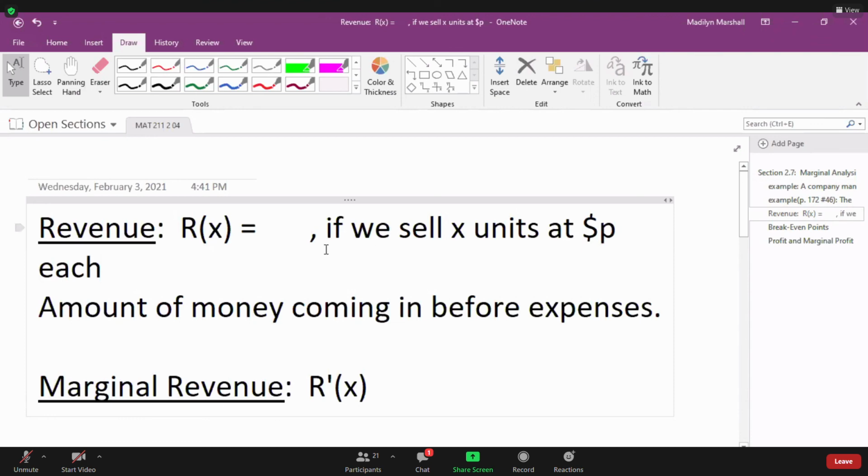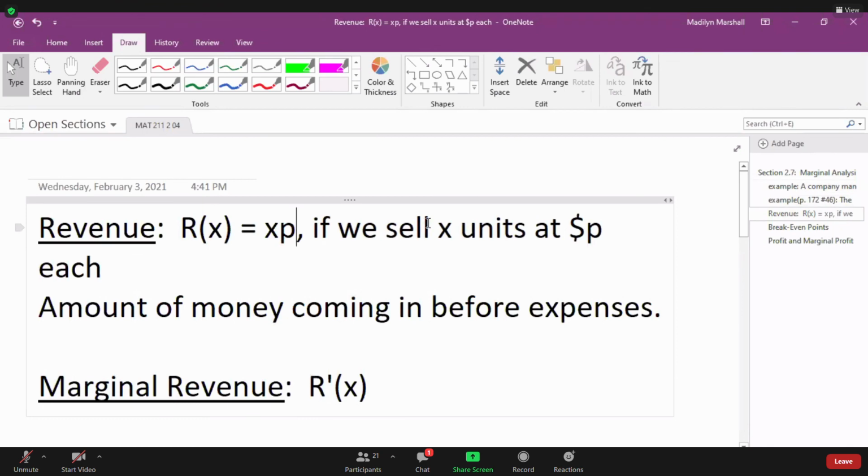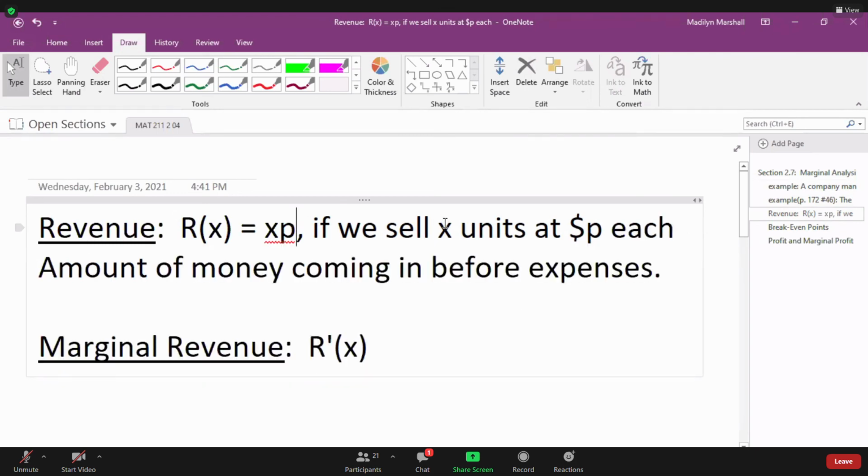So P is the price of each item that we're selling, and we're selling X of those units. So our revenue is going to be X times P. If I have a little coffee stand and I am charging $2 for coffee, that's the P. If I sell 5 coffees, that's my X. Multiplying those gives $10 for my revenue.